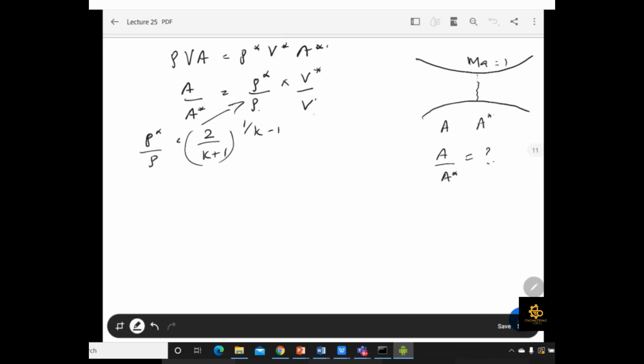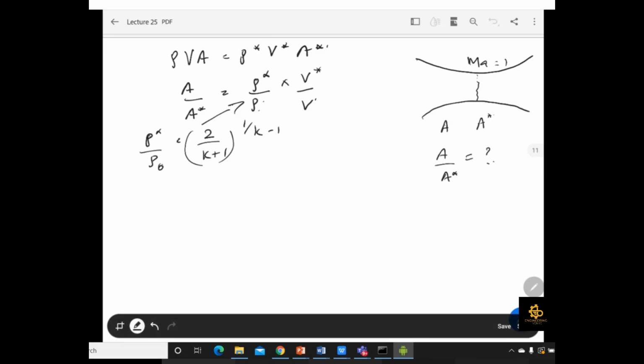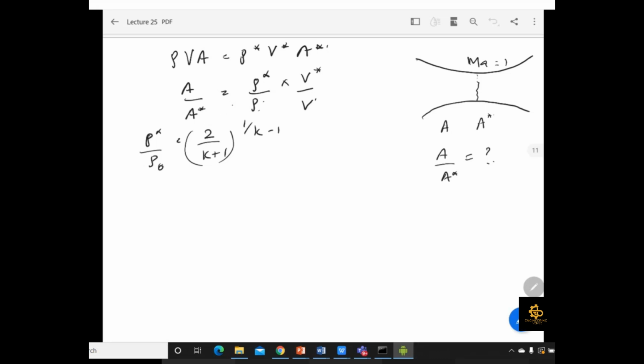Now we have to find the rest. Wait a minute. In the equation, this is P naught, here this is rho naught, and here this is the density, which is not a stagnation density. So we cannot simply put this value into this equation.